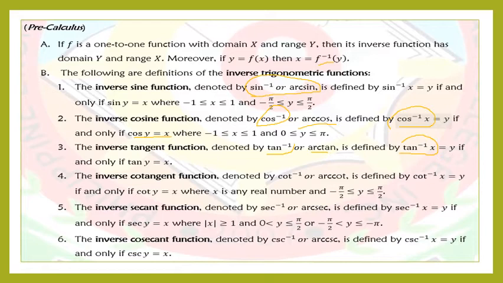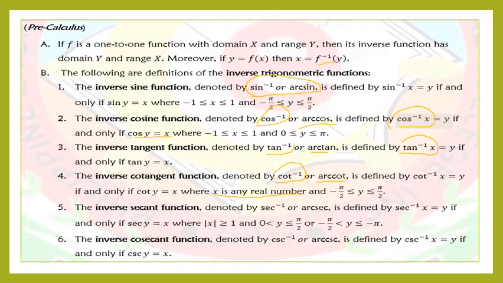Okay, the fourth one is the inverse cotangent function. Kung may tangent tayo, may cotangent function din tayo. So, it is denoted by cotangent inverse or arc cotangent and is defined by cotangent inverse of x equals y if and only if cotangent of y equals x, where x is any real number. Okay, so may restriction na kay cotangent function. Yung x natin is any real number, and yung y natin is from negative pi over 2 up to pi over 2. Okay.